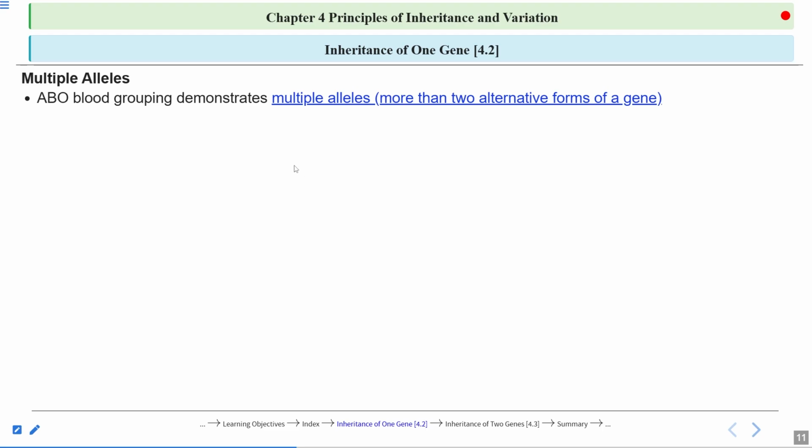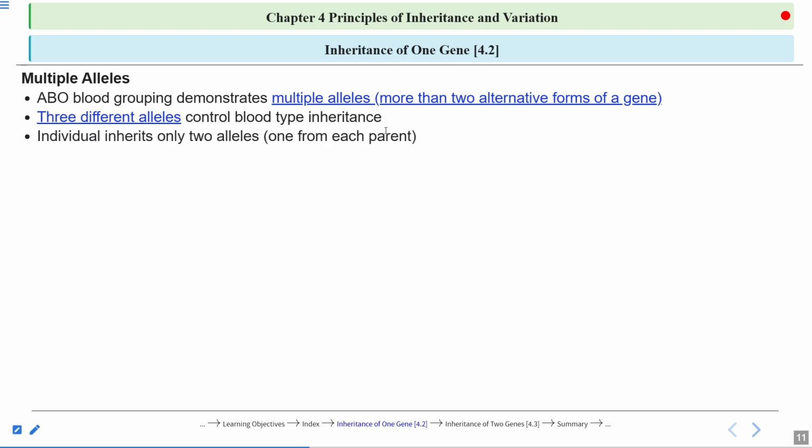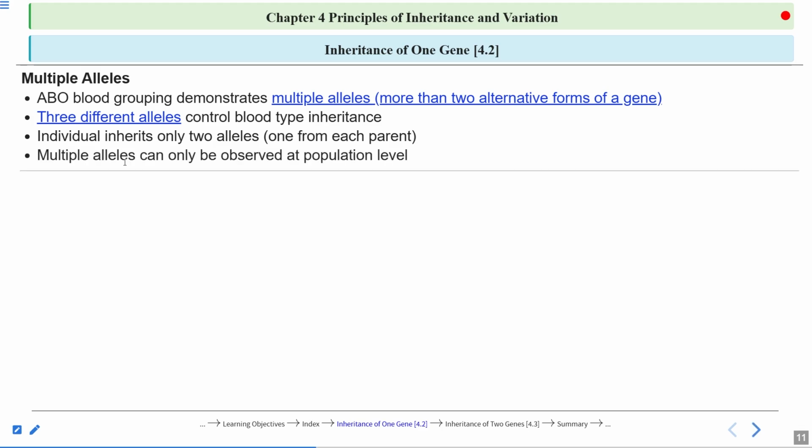So the blood group system is also an example of multiple alleles. Three different alleles control blood type inheritance. But individuals, as they are diploid, inherit only two alleles, one from each parent. Now, multiple alleles can only be observed at the population level. So remember this, multiple alleles can only be observed at the population level, not at the individual level.